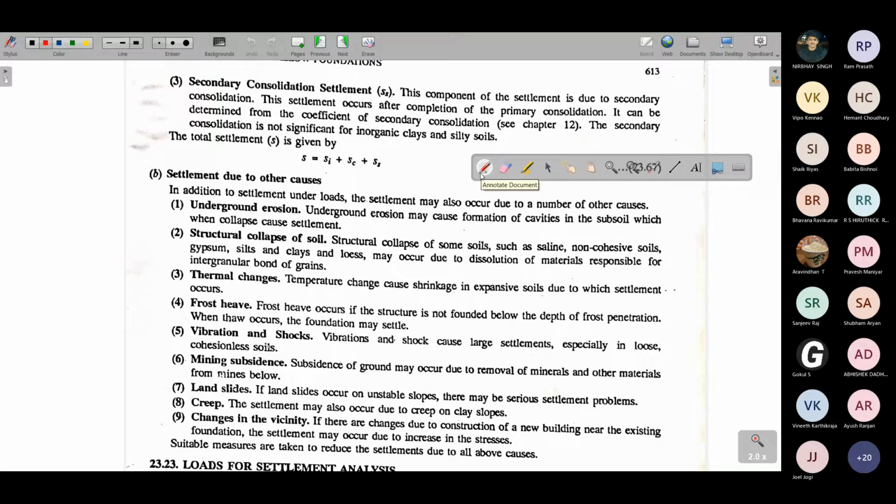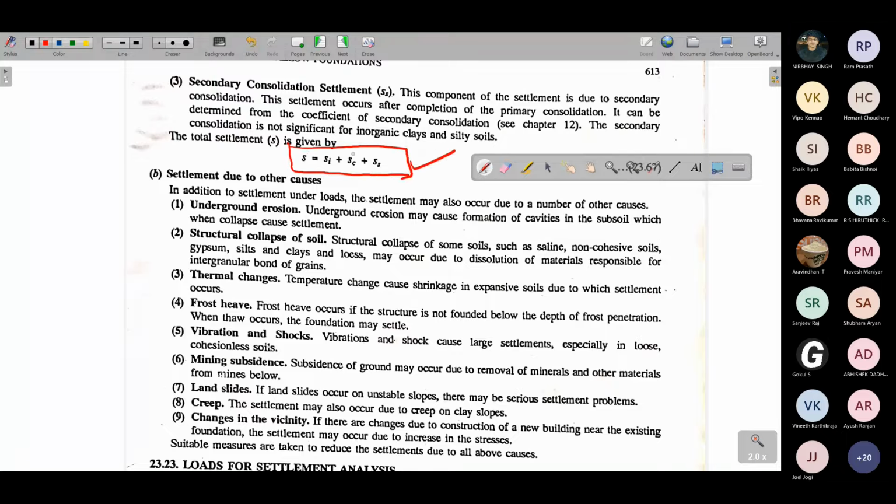So secondary settlement, this component is due to the secondary consolidation. Already we know that it occurs after the completion of the primary. Primary means the first one. It can be determined from the coefficient of secondary consolidation. That's where we have seen the readjustment of the particles. Secondary consolidation is not significant in inorganic clays and silty clays. So finally, total settlement is this one.